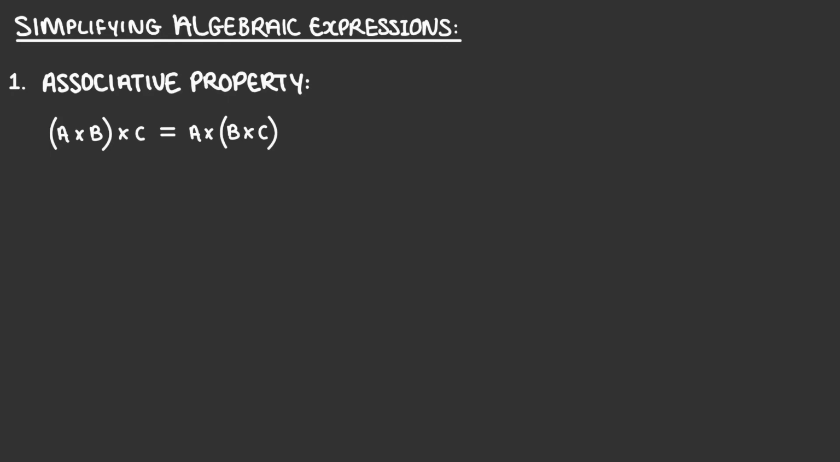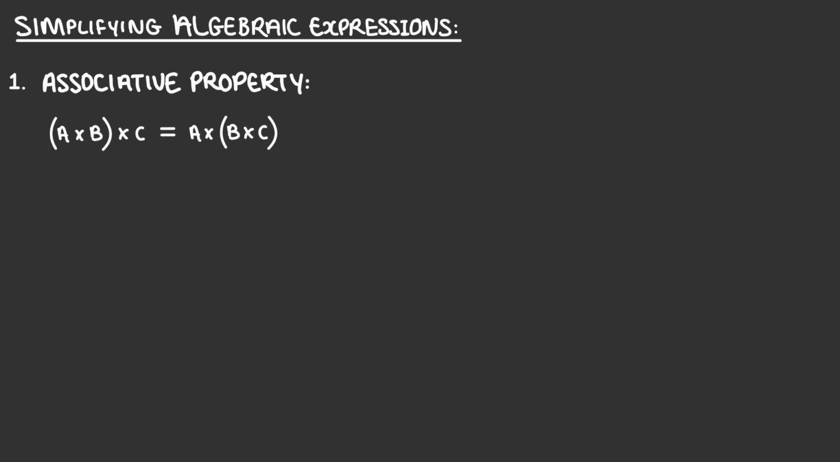Hi, welcome back. Today I'm going to be talking about simplifying algebraic expressions. We must be able to use various properties of multiplication in order to simplify algebraic expressions. So as a way to begin, I'm going to talk about the associative property.